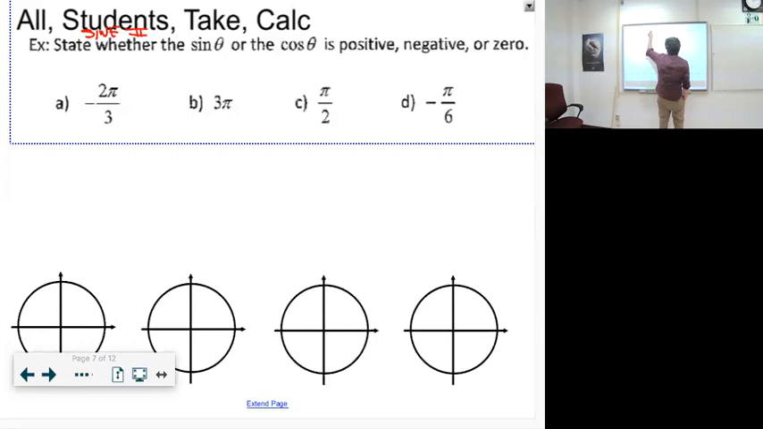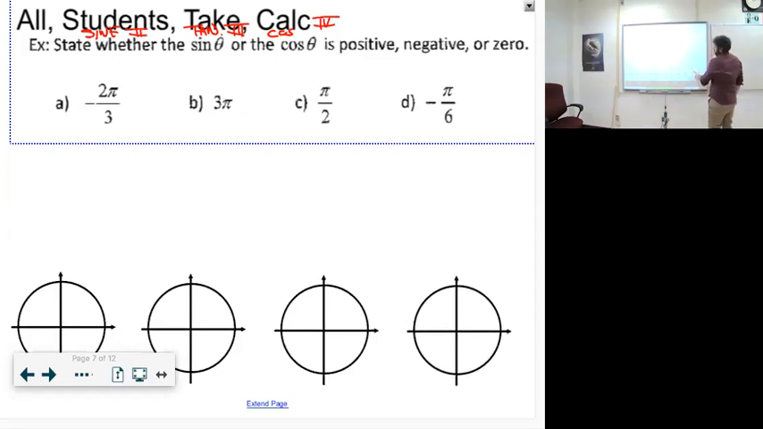Take is for tangent, and that would be quadrant 3, and Calc is for cosine, and that would be for quadrant 4. So those are where those functions are positive, and the rest of the functions are negative in those quadrants.